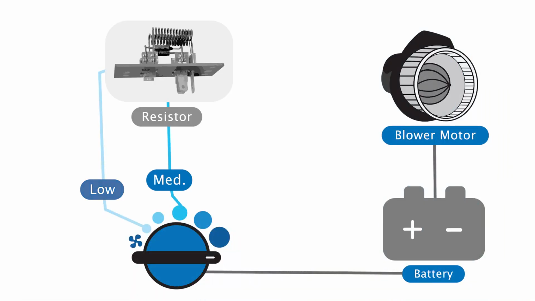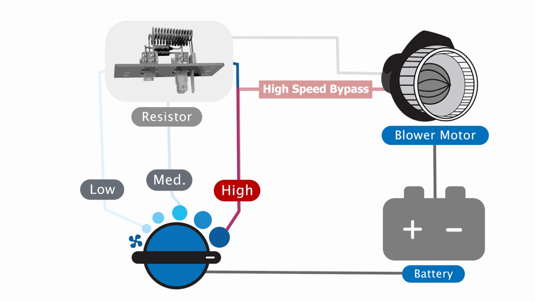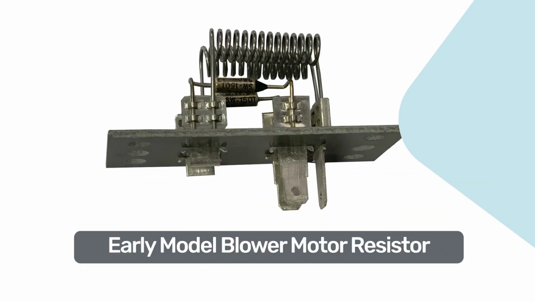Now when the resistor goes out, lots of times you'll still have high fan speed. You just won't have any other speeds. What that's doing is you're actually bypassing the resistor altogether, so the full voltage coming from your battery is going straight to the blower motor. Any of your resistors, you can have that same issue.